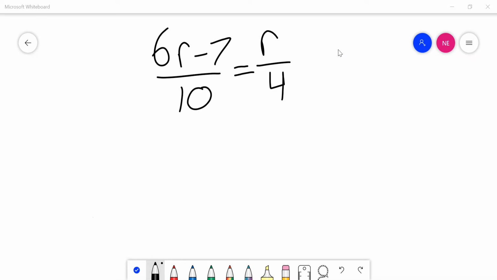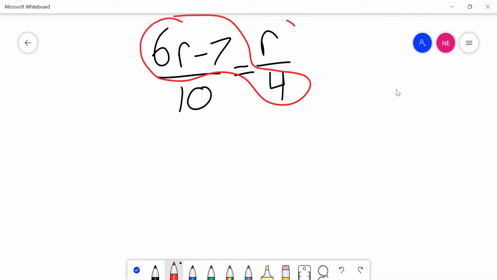So today we're going to be solving equations with the variables on each side. So we're going to work with this problem today. And as you can see, the problem is 6r minus 7 over 10 equals r over 4. So when you have a problem like this, you want to cross multiply. So you would do cross multiplication.